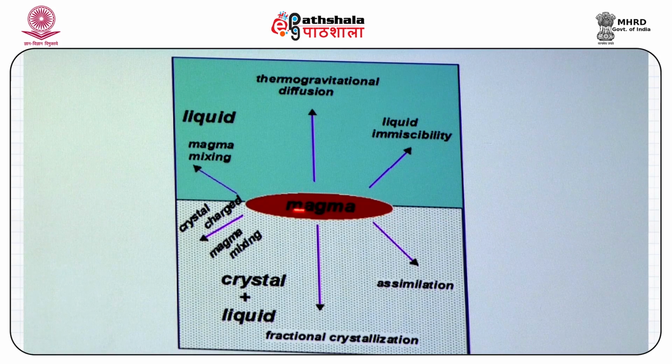amphiboles. Similarly, if the magma is generated in the crust of the earth, then you will have granitic melt or granitic magma, which will start fractionating potash feldspars to start with, and then quartz, and then some of the accessory minerals in the form of biotite, muscovite, and sometimes amphiboles. So this is how things will change.